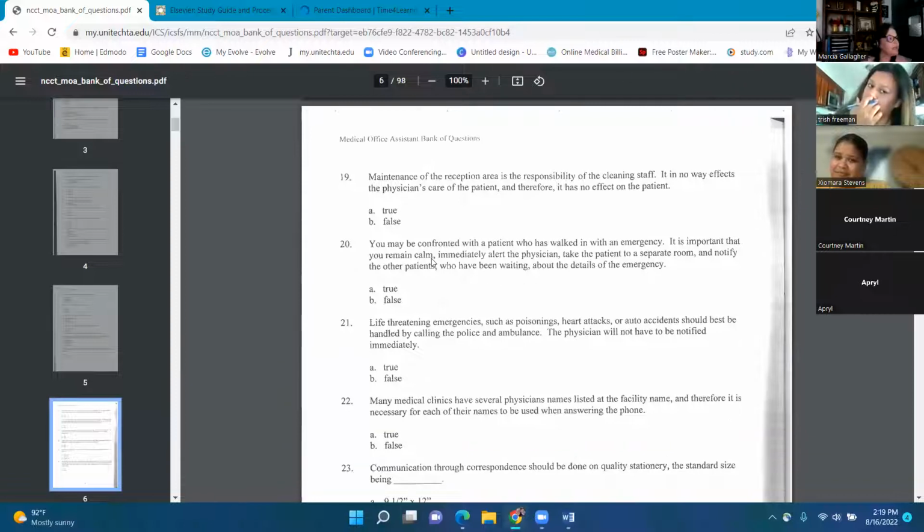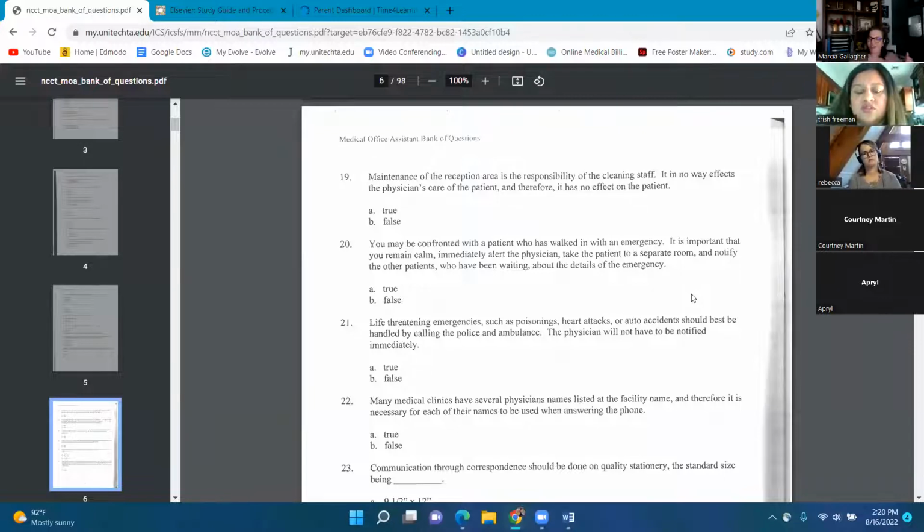So number 20. You may be confronted with a patient who has walked in with an emergency. It is important that you remain calm, immediately alert the physician, take the patient to a separate room and notify the other patients who have been waiting about the details of the emergency. False. Y'all are right. We do not alert everybody about the details of the emergency, right? Good catch on that, guys.